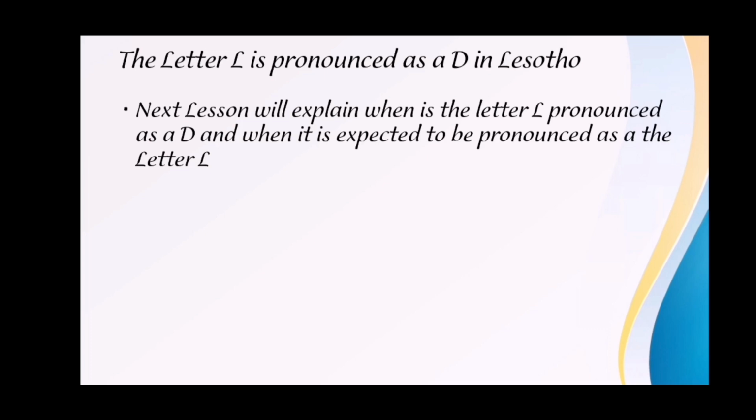We have 5 vowels, but because of the diacritics that we have in Sesotho, we end up having 7 vowels. In our other lessons, I will be explaining what those mean and how we utter the sounds of those two extra vowels.